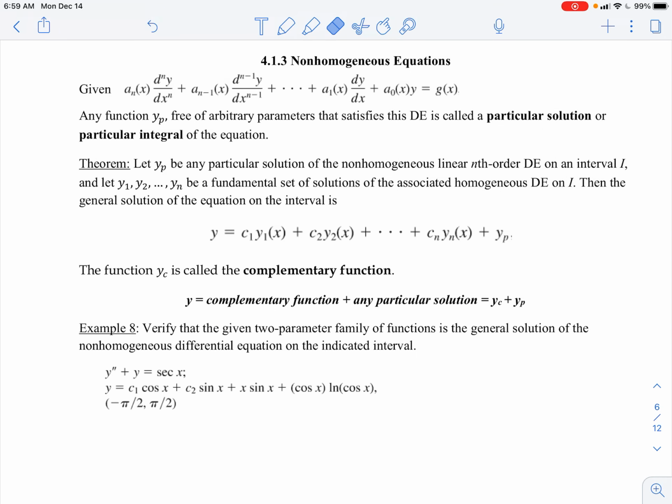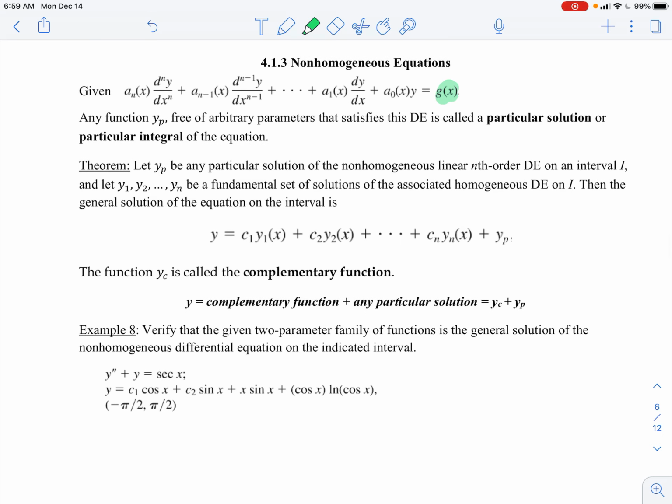Hello and welcome to class today where we're going to finish up section 4.1 and go through 4.2. And so we're going to talk about non-homogeneous equations. So given the differential equation a sub n, dny over dx to the n, all the way up to a sub 0 of x times y equals g of x, notice that it's non-homogeneous because it's now not equal to 0. It's equal to some function of x.